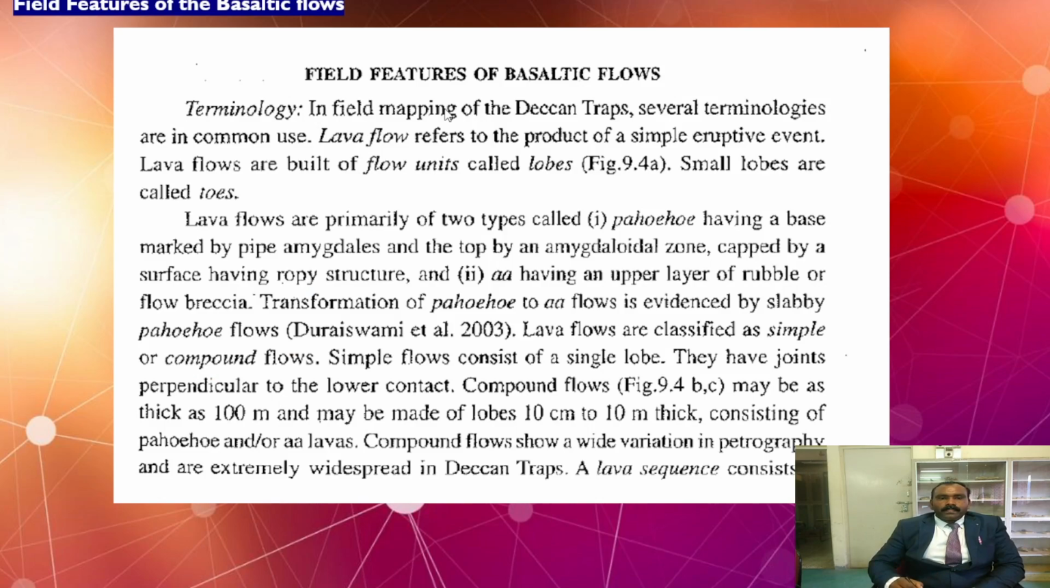Coming to the field features of the basaltic flows. The basaltic flow, or the lavas, refers to the product of simple eruptive events in which the lava flows build the flow units, and the lava flow units may be called lobes, or the small lobes are called toes.